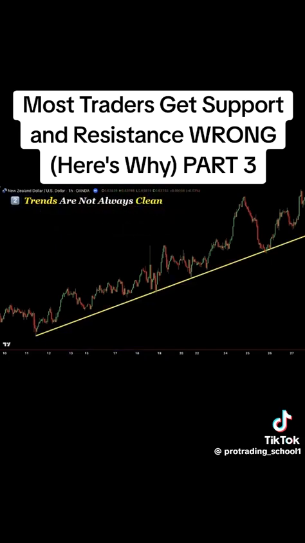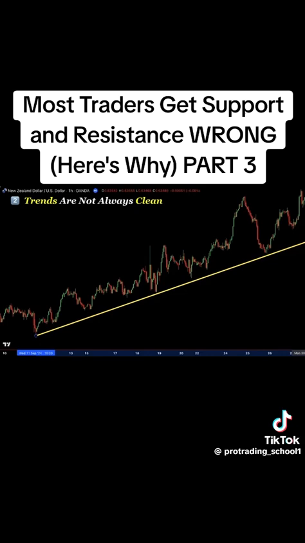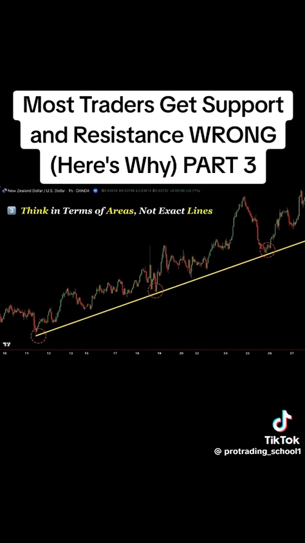Price will not always react exactly on the line. Sometimes price will reverse before reaching it, sometimes it will break through and come back, and other times it will hover around it before moving away. In this example, price reacted from the general area of the trend line without touching it perfectly, and the same thing happens here. This shows that trend lines represent zones, not precise prices, but you should still draw them and stay consistent in your approach.